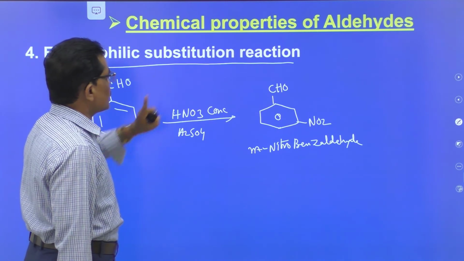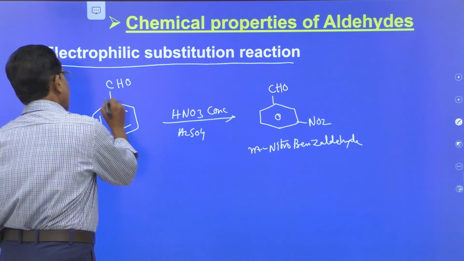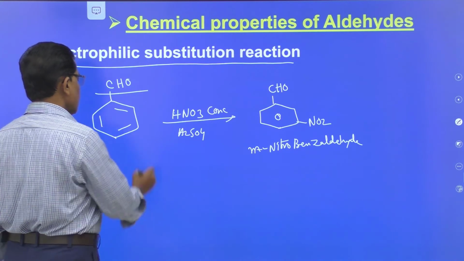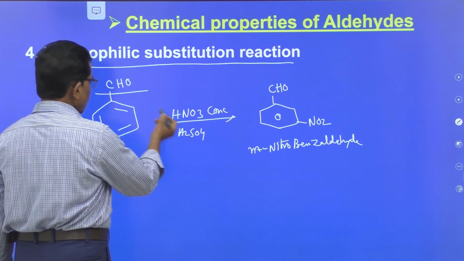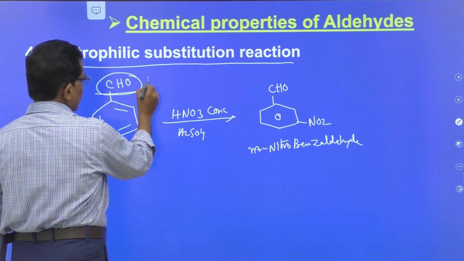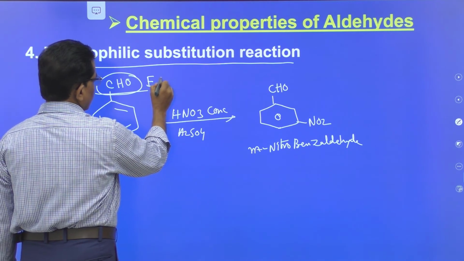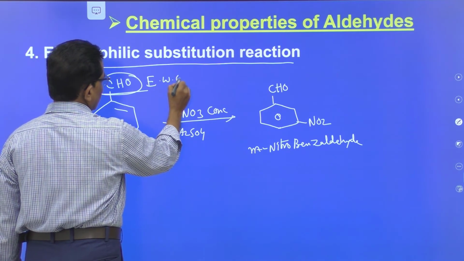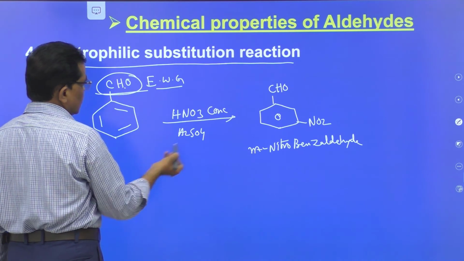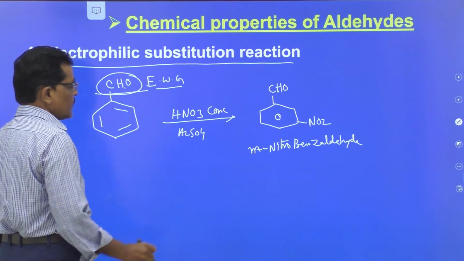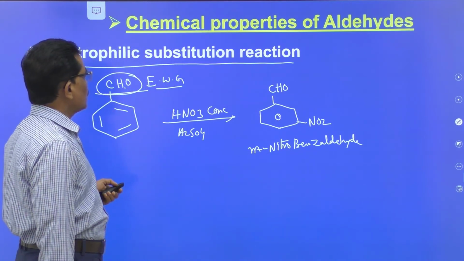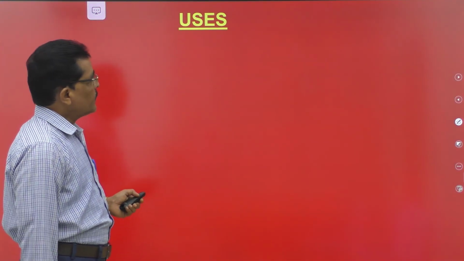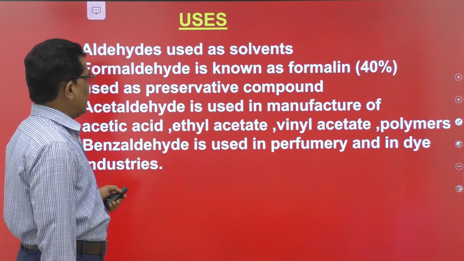Electrophilic substitution means that here the aldehyde group is not involved in the chemical reaction, but the benzene ring itself is involved. The CHO group is an electron withdrawing group, which directs the next incoming electrophile to the meta position. m-Nitrobenzaldehyde is formed. This is the electrophilic substitution reaction. Right?